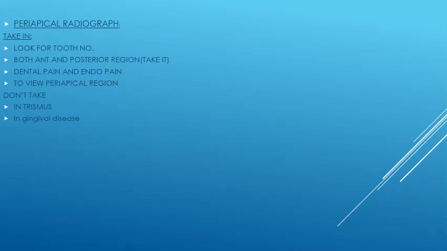post-operatively. When we do not take this: in cases of trismus, it is a contraindication. Obviously, we cannot take it if in the case history it is given that the patient is suffering from trismus, you will avoid taking this periapical radiograph. Or any kind of mucosal or gingival diseases, we will not take a periapical radiograph. So this is really important. Periapical radiograph is a very good choice when it comes to any kind of dental pain. You can always choose this option when it is dental pain.